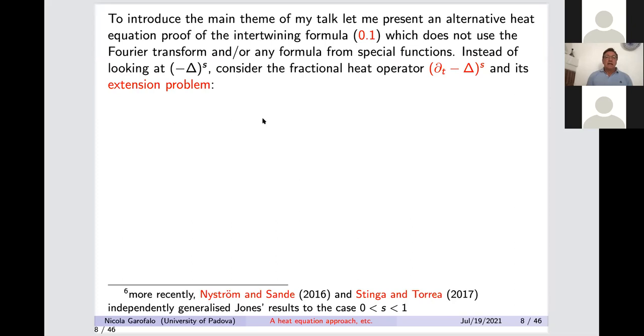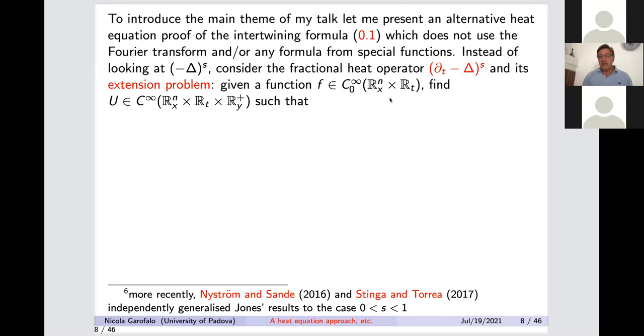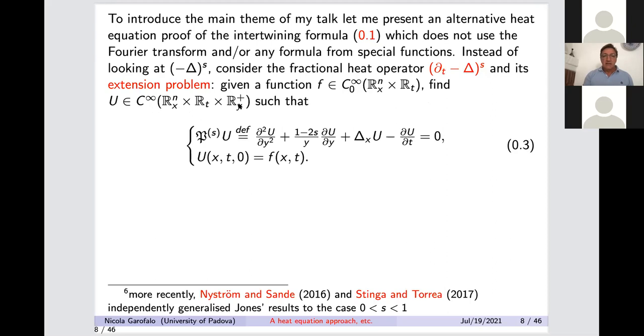Okay, all right. So let's consider the fractional heat operator instead of the fractional Laplacian, and let's consider the so-called extension problem for the fractional heat operator. So that means given a function f in the thin space R^n cross R, with respect to variables x and t respectively, we seek to find a function capital U in the thick space. So I'm augmenting the space by one dimension, this dimension y, such that capital U solves this PDE, and U satisfies a Dirichlet condition.